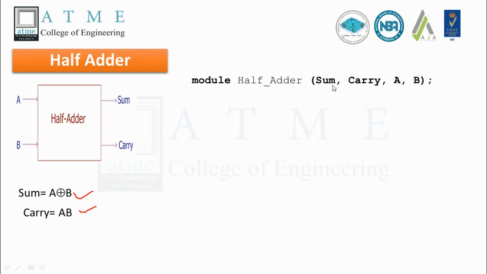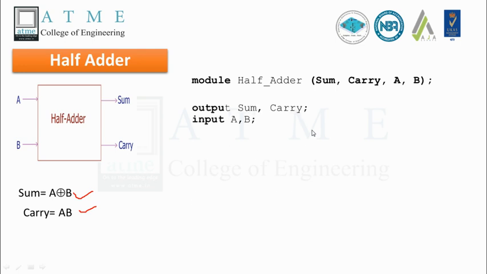And next, we have to list all the ports which correspond to the design. So this design entity requires two inputs and two outputs. All the ports, irrespective of whether it is an input or output, have to be listed within the parentheses. This is a very essential part while writing the Verilog code.